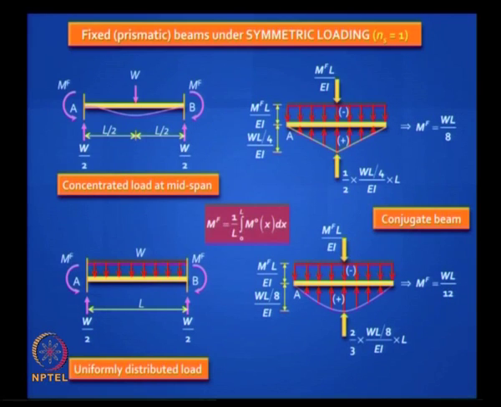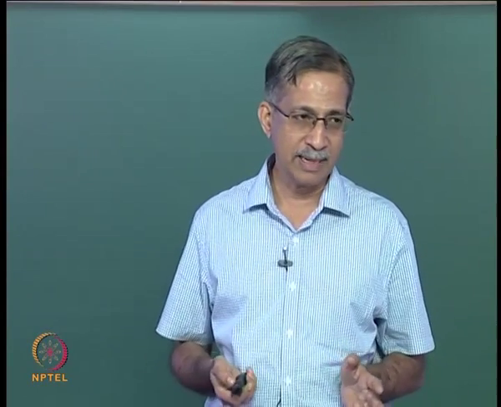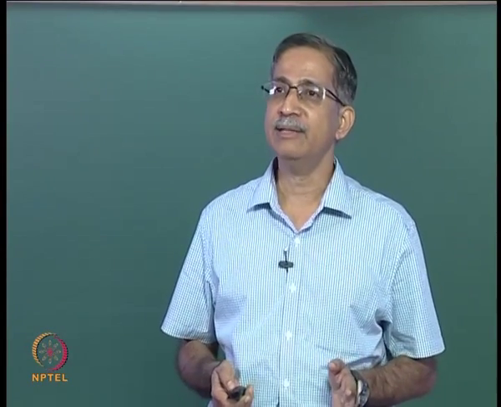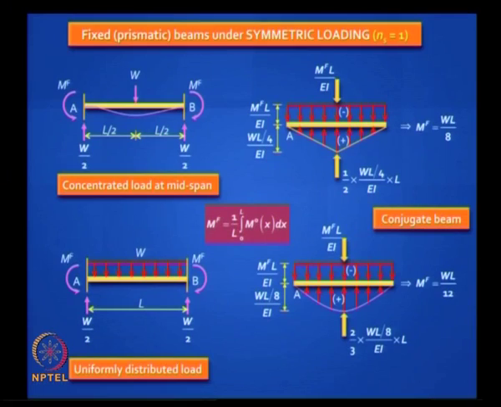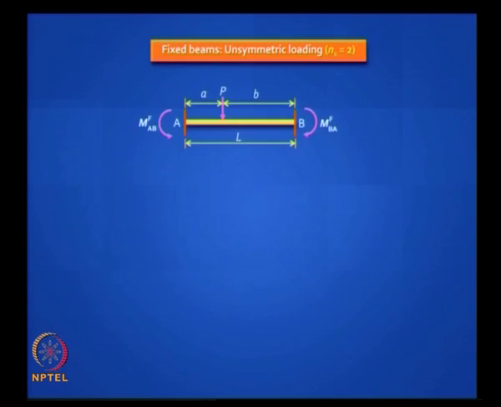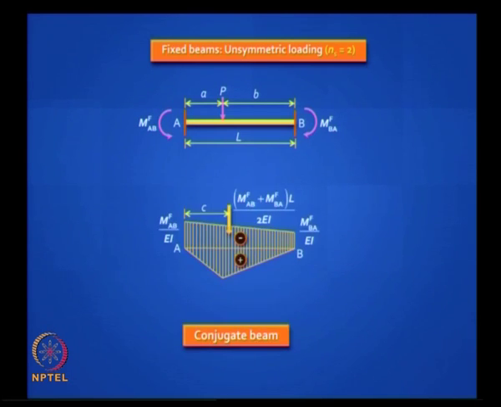So you will find that for symmetric loading it is extremely easy to do. It will take you just about a minute or so to crack the problem, and so the conjugate beam method is a very useful method to find fixed end moments when the loading is symmetric. When it is not symmetric, then you need two equations. This is another example, a little more work, but you will still get the results.